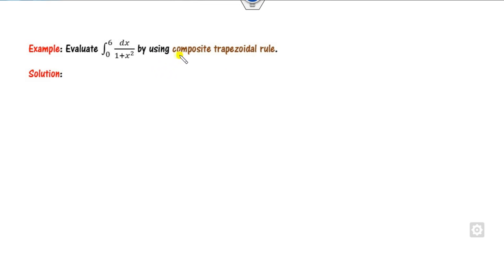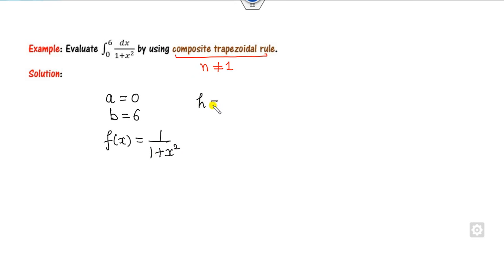Now in this case we are talking about the composite trapezoidal rule. So that means n is not equal to 1. Fine. What is a? a is 0, b is 6, f of x is 1 over 1 plus x squared. Then your h will be (b minus a) over n. But what is the value of n? It is not given to you.